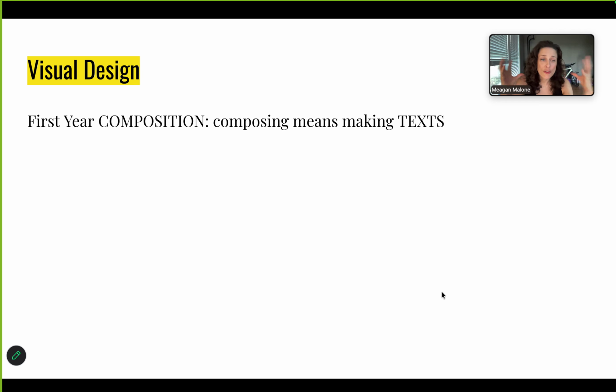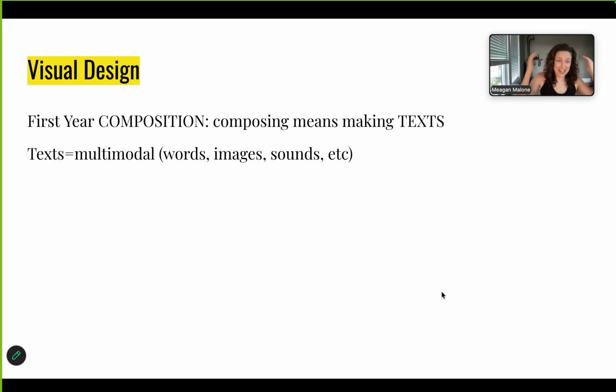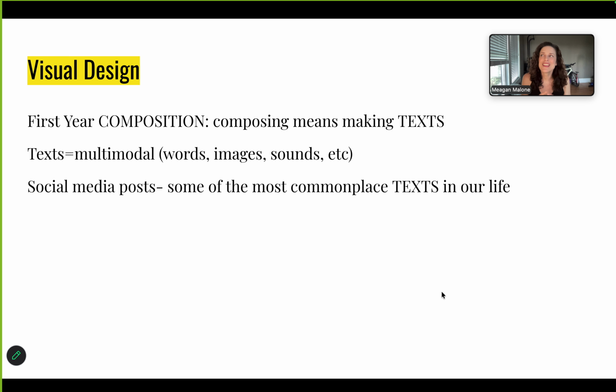So in first year composition, which is what this class is, composing means making texts. And as we saw, a text is not just words on a page or words on a screen. It could be images, it could be sounds, it could be all of those things put together. It could be multimodal. When we talk about the texts that we interact with most in our life, it turns out we interact with social media posts almost more than any other kind of text, at least in this moment in the 21st century in 2026.